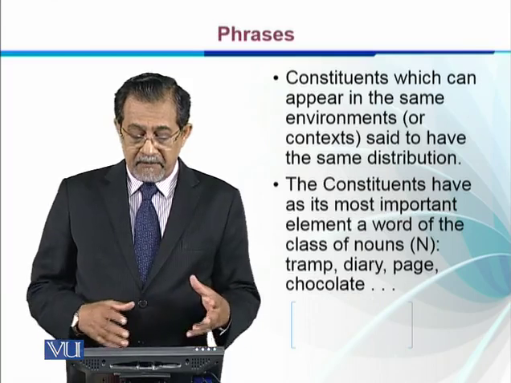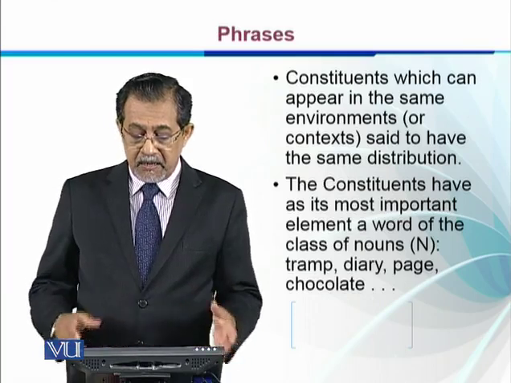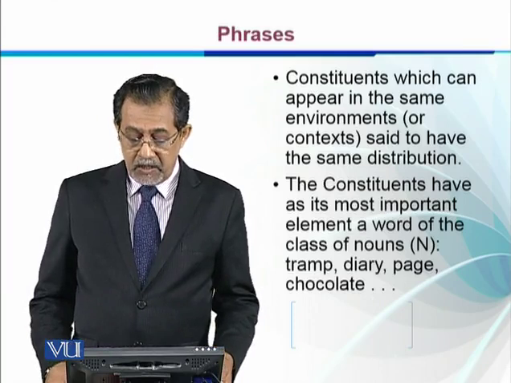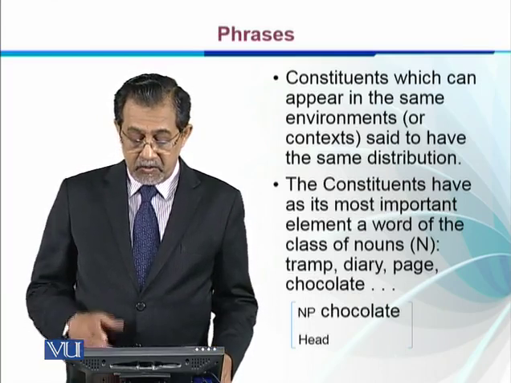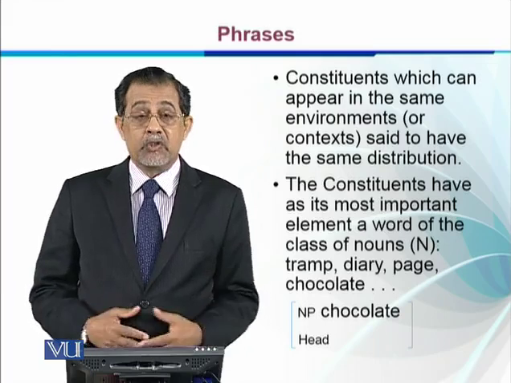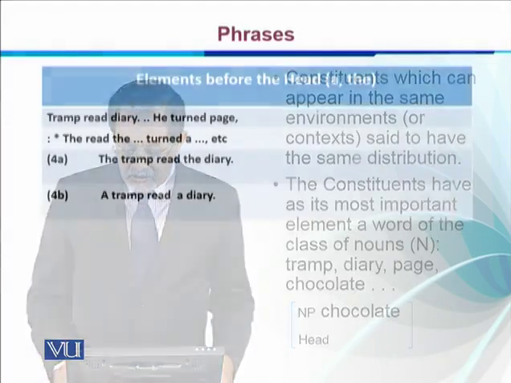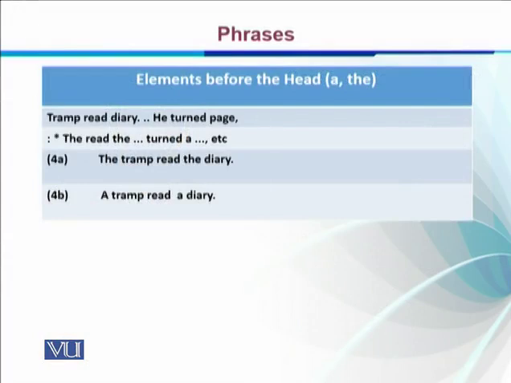The constituent has as its most important element a word of the class of noun: tramp, diary, page, chocolate. So we call them noun phrases. So noun phrase chocolate, because chocolate is the head of the noun phrase. So there are many other elements which we find in a sentence. For example, the tramp read the diary, right? So here we have the word the in the tramp and read the diary. This is generally known as article.